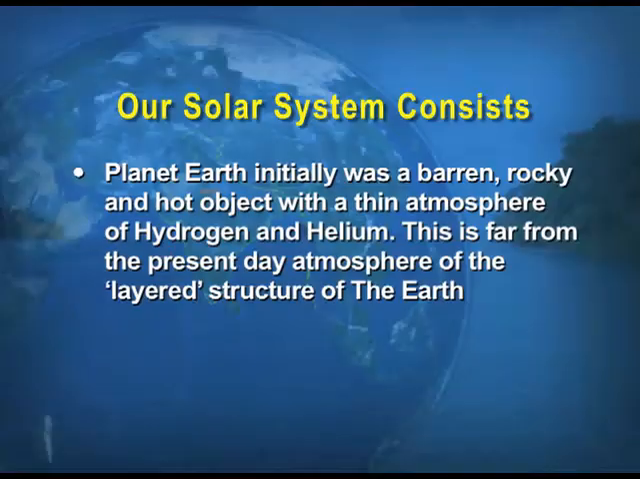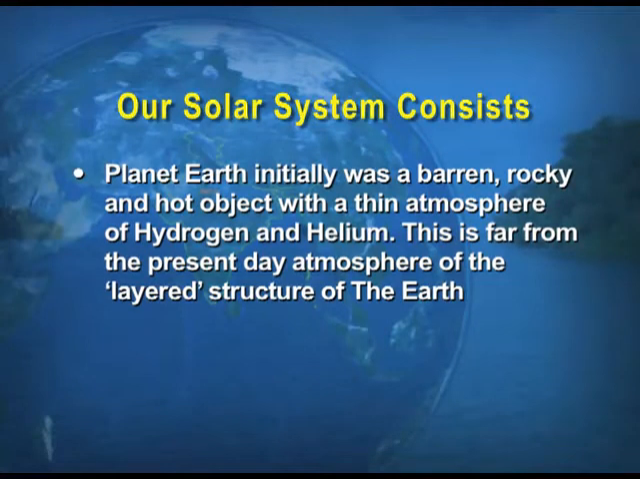These are also known as the rest of the 4 beyond asteroids, also known as Jovian planets. And when we talk about the evolution of the Earth, the planet Earth initially was a barren, rocky and hot object with a thin atmosphere of hydrogen and helium. This is far from the present day atmosphere and the layered structure of the Earth.